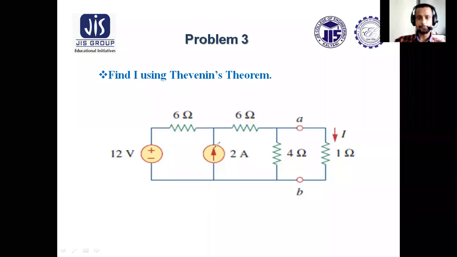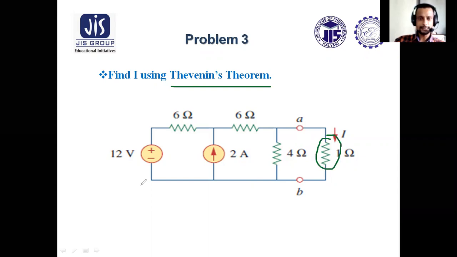So here there are multiple sources. We can apply superposition theorem as well. So first, as per Thevenin's theorem steps, as we are asked to determine this current using Thevenin's theorem, first we have to remove the load. So after removing the load, this will be open. Then we have to find VTH. While finding VTH, VTH can be found using superposition theorem. So what does superposition theorem say?